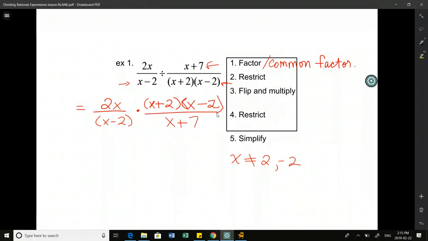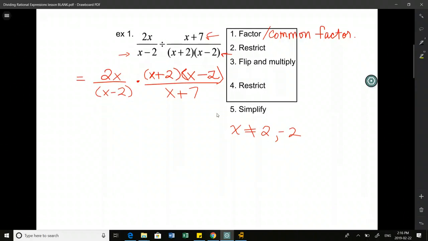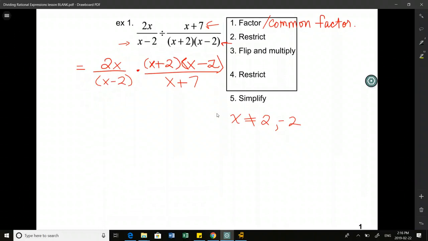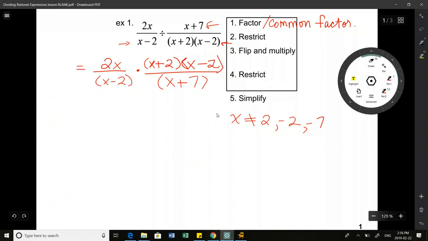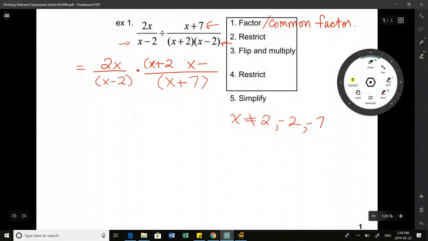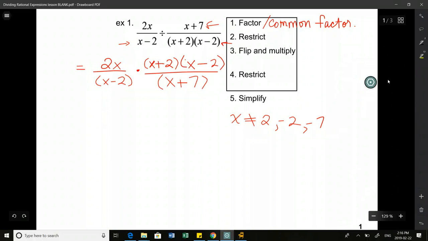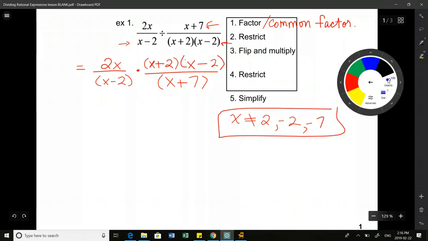Now you see how we have another denominator that needs to be restricted there? So that is the second time we restrict. We say, okay, x can also not be -7 now that we have that in the denominator. Sometimes I like to bracket those groups just so we know not to cancel any piece of that. It has to be a group. And then the last part is simplify. These are my restrictions, and now I can start canceling things.